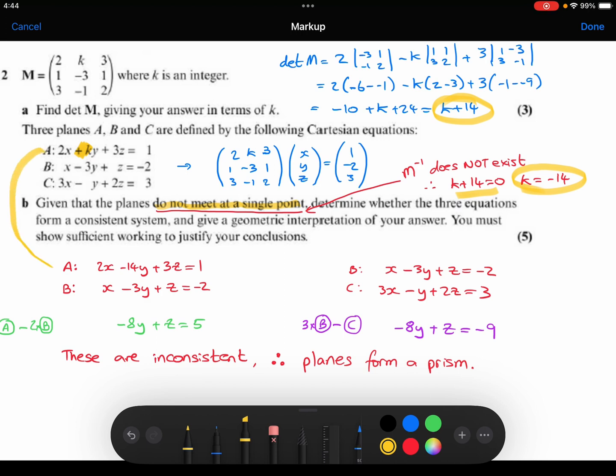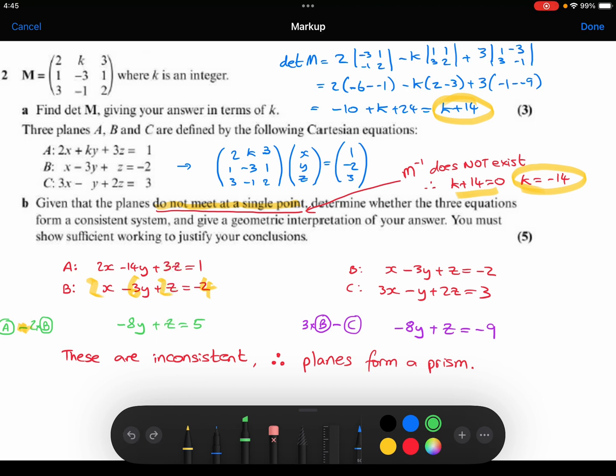So I have rewritten the equation for plane A here, and I've rewritten the equation for plane B here. And I'm going to eliminate the x variable by timesing this second equation by 2, and then taking those equations away. That way, the 2x minus the 2x, the x's have disappeared. The minus 14y minus minus 6y is minus 8y. And the 3z minus 2z is z.